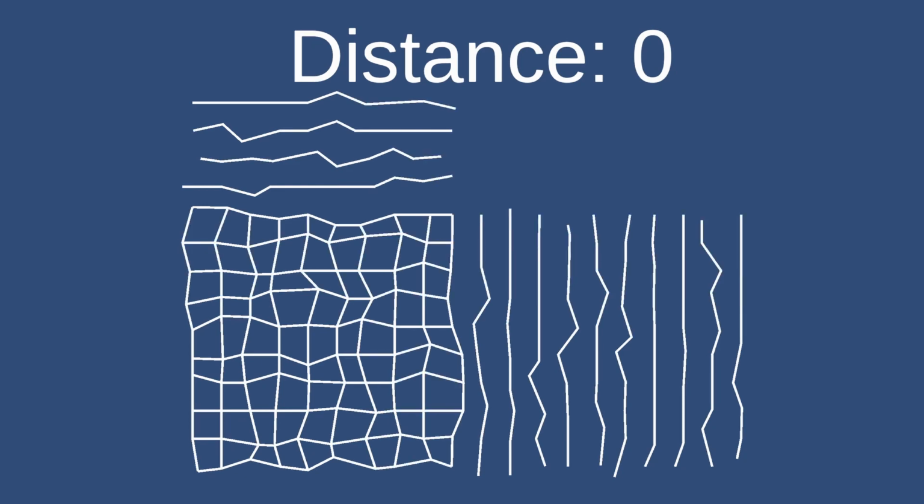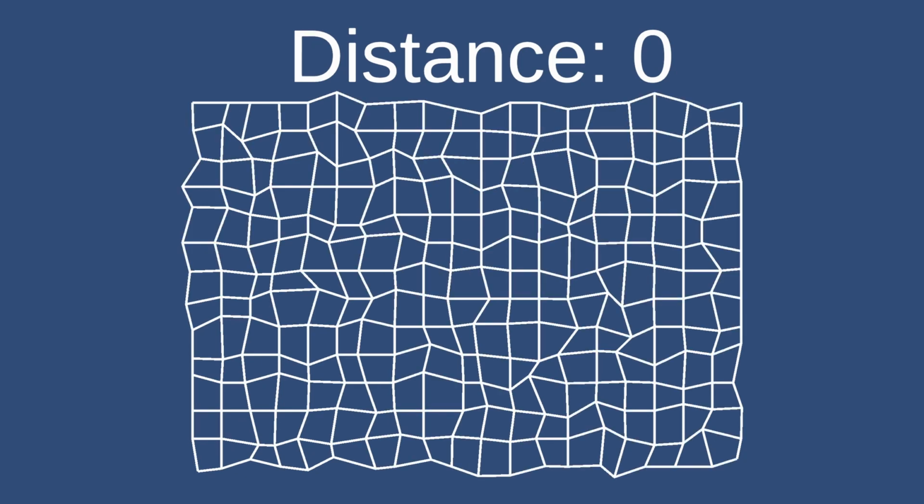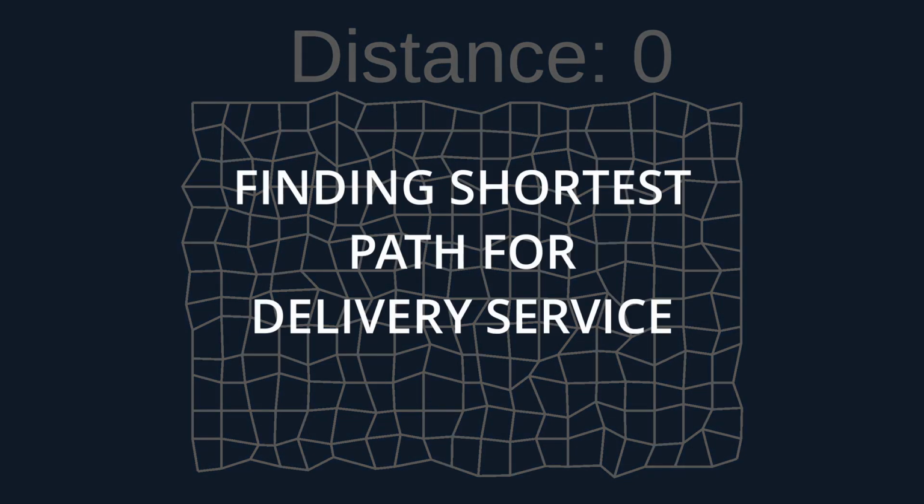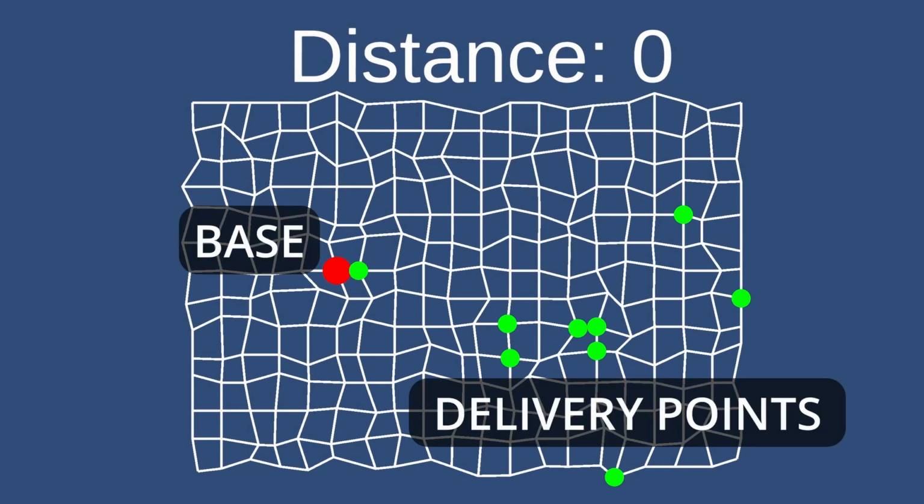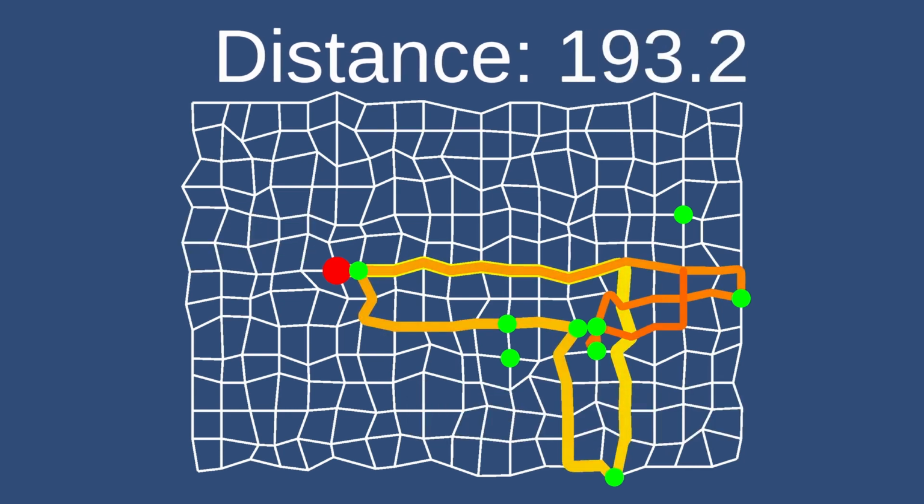Now, let's apply genetic algorithms to a practical example, finding the optimal path for a delivery service. We start with a city map and delivery points scattered throughout. Random routes are drawn, each with its current length displayed.